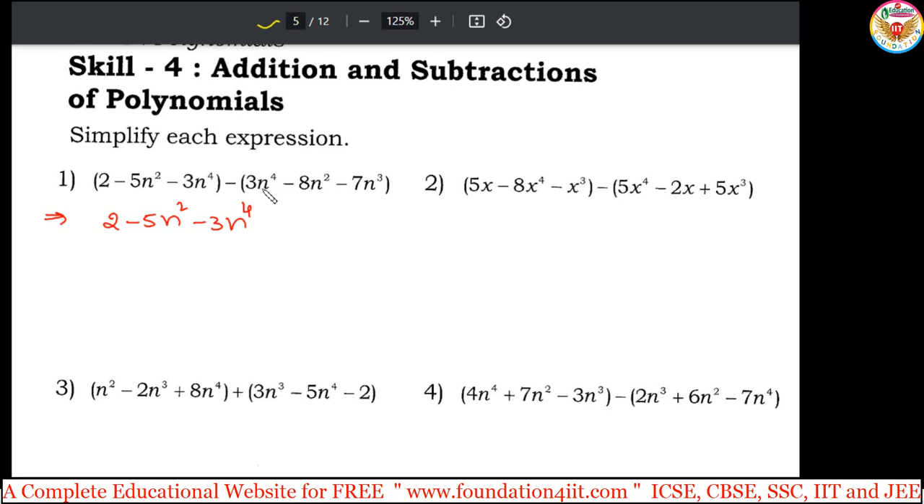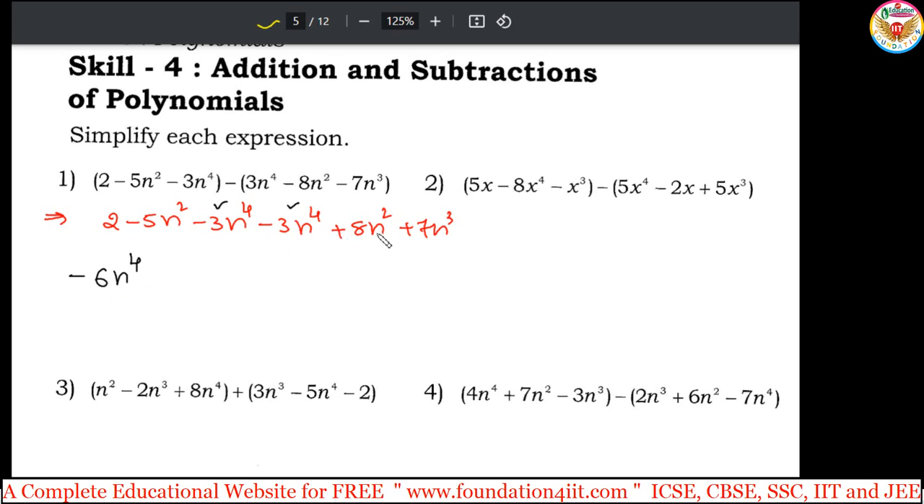Before the next polynomial, the next expression, there is a minus sign. So with the minus you should multiply: minus 3n to the power 4 minus 2 plus 8n square plus 7n cube. With the minus you multiply because you are opening the bracket. Now only the like terms we need to add. So the like terms are minus 3n power 4 and minus 3n power 4. That is minus 6n to the power 4. Only like terms can be added: minus 3 minus 3 is minus 6.